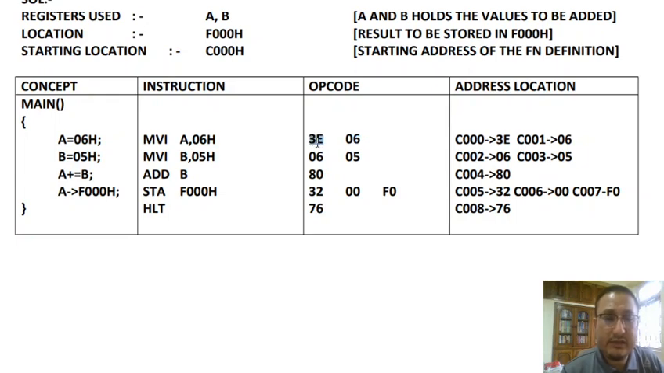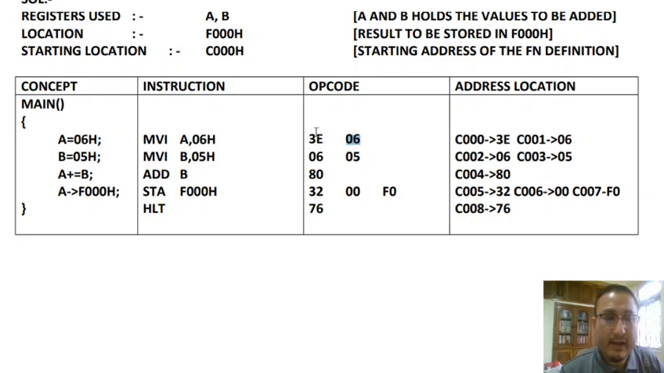So 3E is a representation or an executable code for MVI A. As 06 is immediately placed after the executable code for MVI A, that's why it's called move immediate data. So move immediate data 06 is placed after the executable code for MVI A. So that's the reason why it's called move immediate.